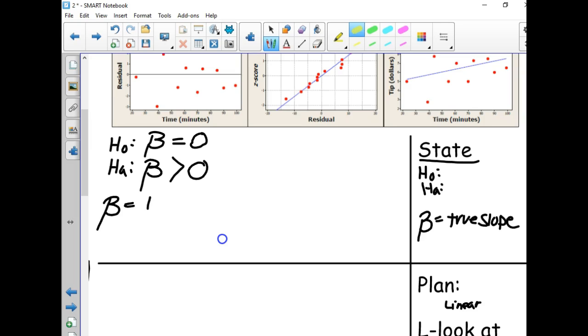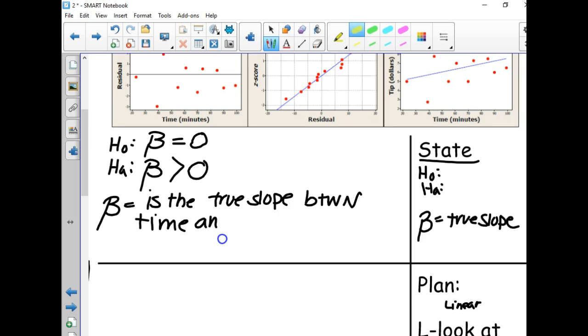Beta is the true slope between time and tip. How did I know it's greater? Again, she's trying to prove that the longer they stay, the larger tips they make. And so that would be a positive association there. You look for those keywords. If you don't see any greater than or less than keywords, it's a not equals to.